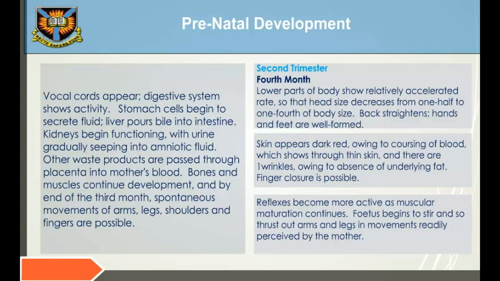Skin appears dark red owing to coursing of blood, which shows through thin skin, and there are wrinkles owing to absence of underlying fat. Finger closure is possible. Reflexes become more active as muscular maturation continues. Fetus begins to stir and thrust out arms and legs in movements readily perceived by the mother.